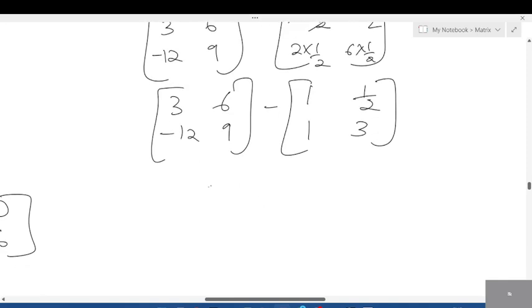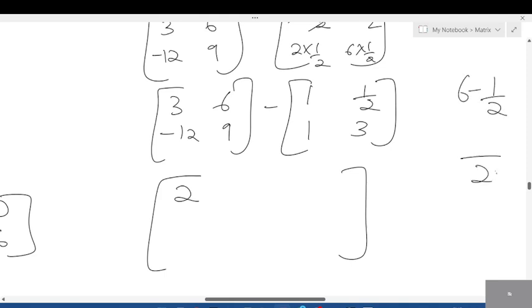Now when you subtract, 3 minus 1 is... 3 minus 1 is next. 6 minus 1 by 2. Take the LCM. How can it be 6 minus 2?